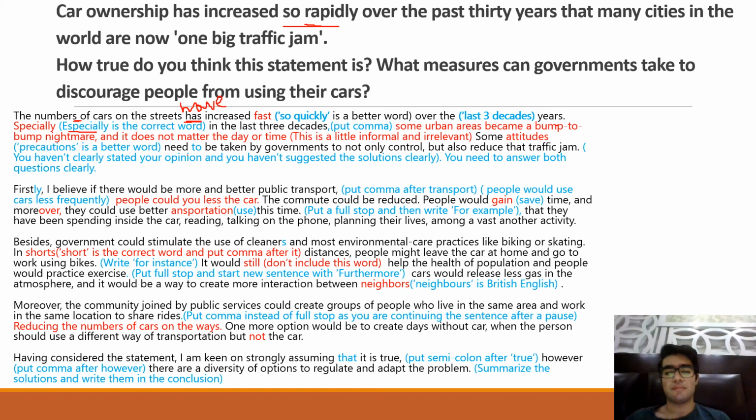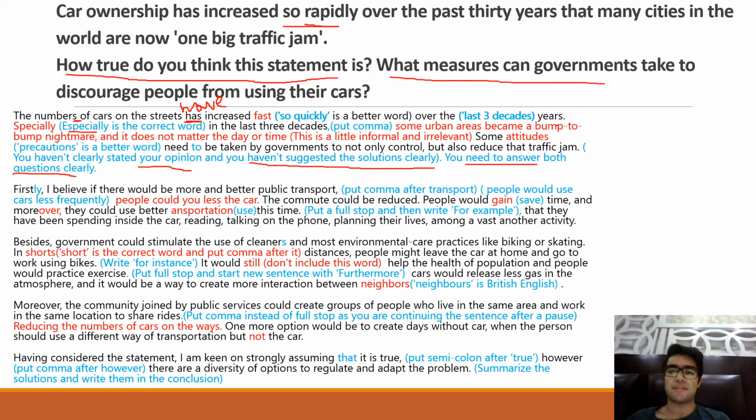And one of the weak points of this introduction is that you haven't clearly stated your opinion, and you haven't suggested the solutions clearly. You need to answer both questions clearly. So you have to state in the introduction how true you think the statement is, and what measures the government can take to discourage people from using the car. You should answer these two questions clearly in the introduction.